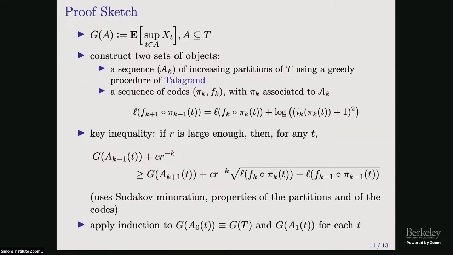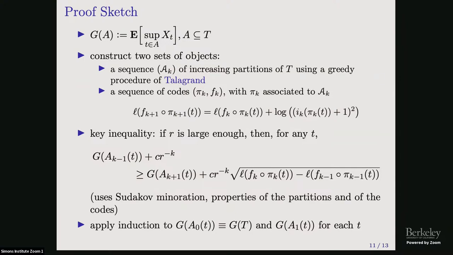These partitions, so Talagrand, it was a greedy procedure. The idea is that you've constructed your current partition. You take an element in that partition, and then you cover it by balls of radius 2 to the minus k, so you're at level k. Then you start peeling off the ones that give you the largest value of g, you peel off a set intersected with A, remove that, keep going. You're going to stop eventually because your space is compact and it has bounded packing and covering numbers.